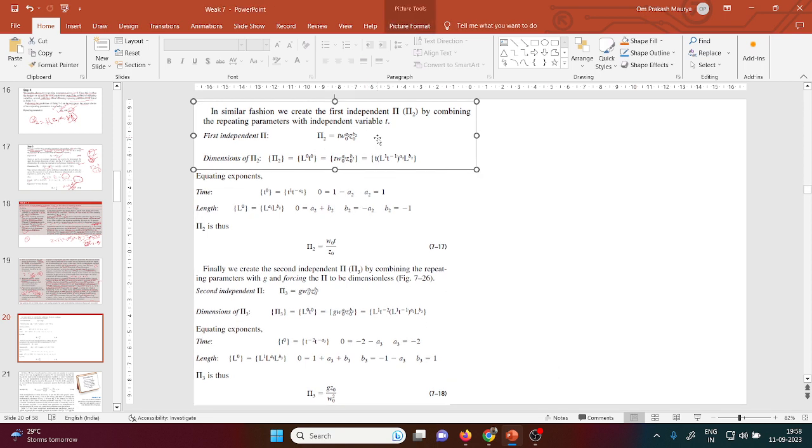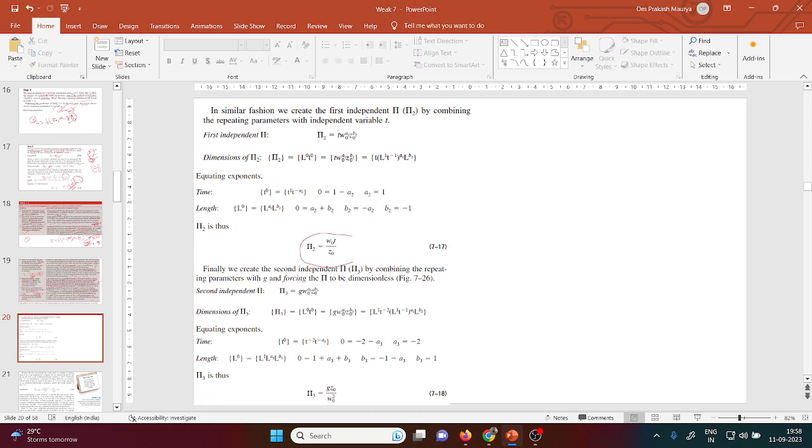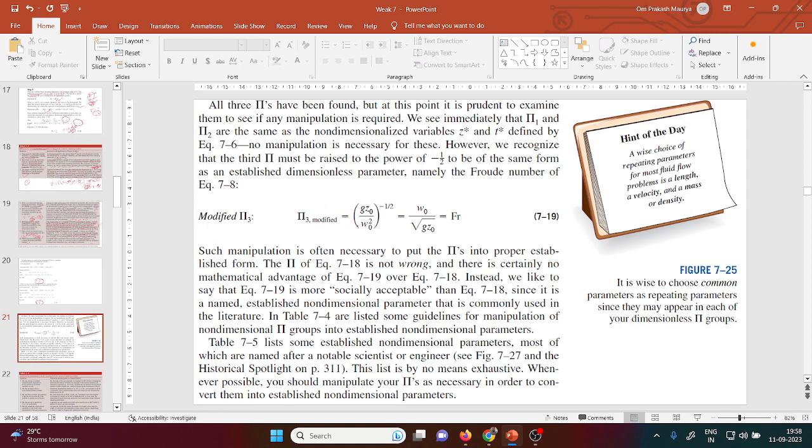Similarly for pi 2 and similarly for pi 3, you will do the same and get these parameters. For pi 2 you will get these parameters. For pi 3 you will get these things. After that, what you will do?